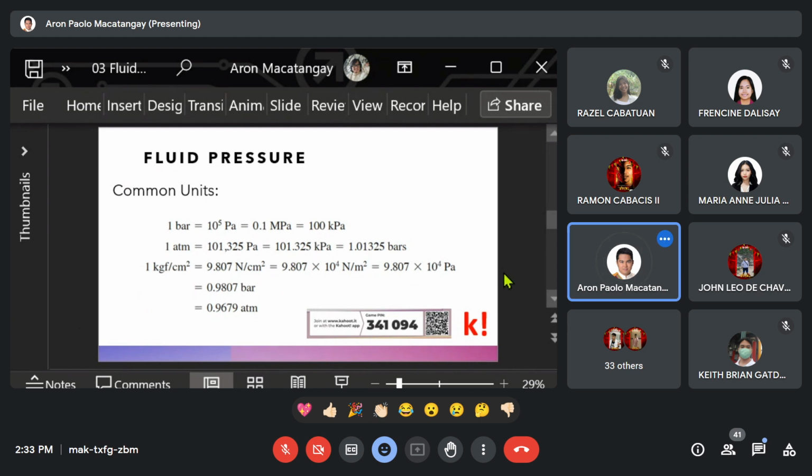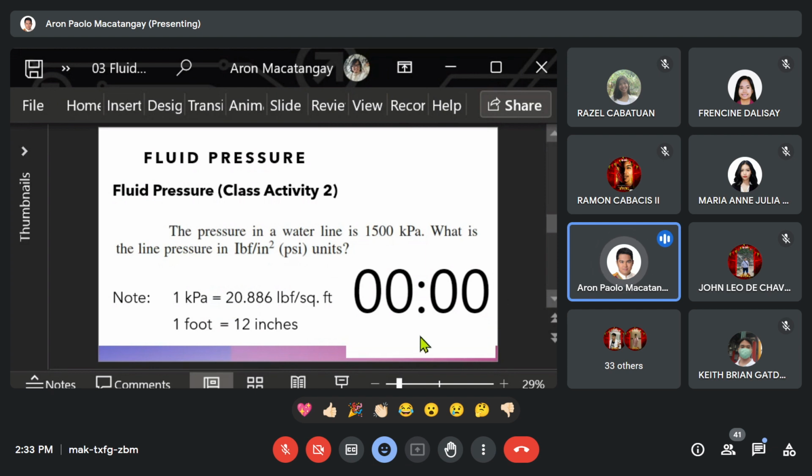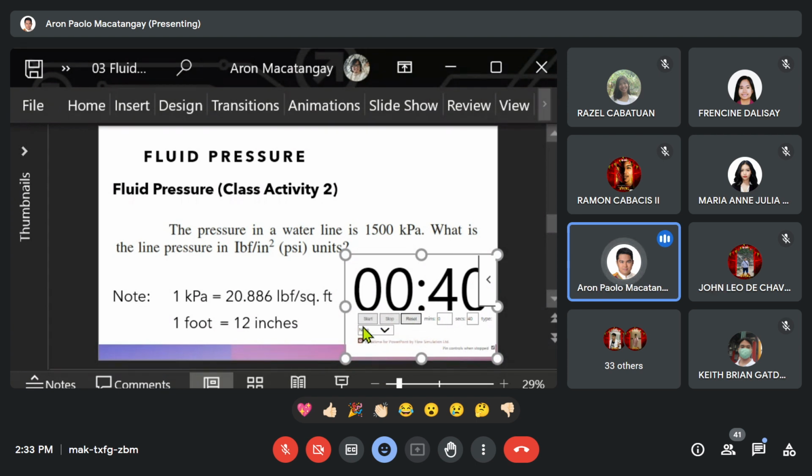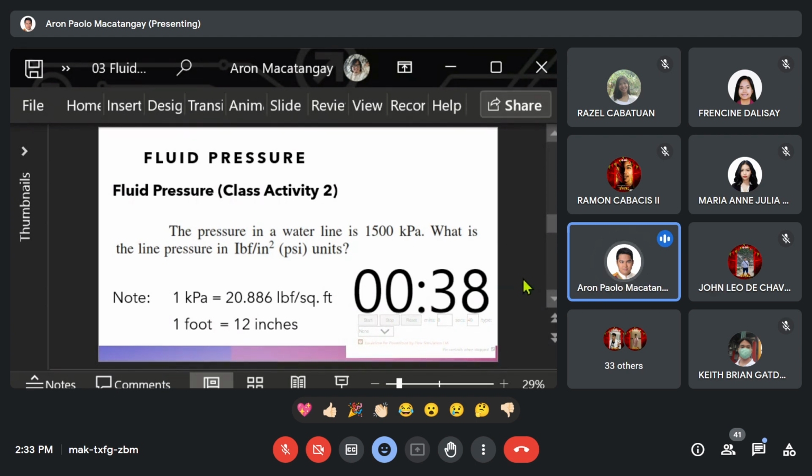So this is solving now. Okay, class activity number 2: the pressure in a water line is 1,500 kilopascal. What is the line pressure in pound force per square inch, or PSI? To help you convert, since this is still new, 1 kilopascal is equal to 20.886 pound force per square foot, and 1 foot is equal to 12 inches. You have 40 seconds to do it here, and then I switch to the Kahoot app for another 20 seconds to select the answer.